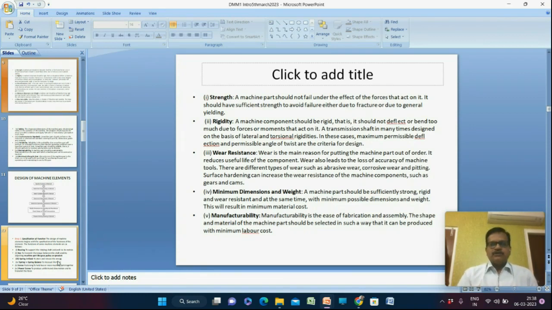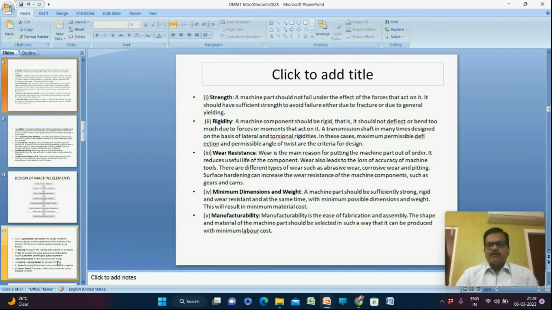Next, rigidity. A machine component should be rigid, that is, it should not deflect or bend too much due to forces or moments that act on it. A transmission shaft is many times designed on the basis of lateral and torsional rigidity. In these cases, maximum permissible deflection and permissible angle of twist are the criteria for design. So rigidity is important especially for shafts.